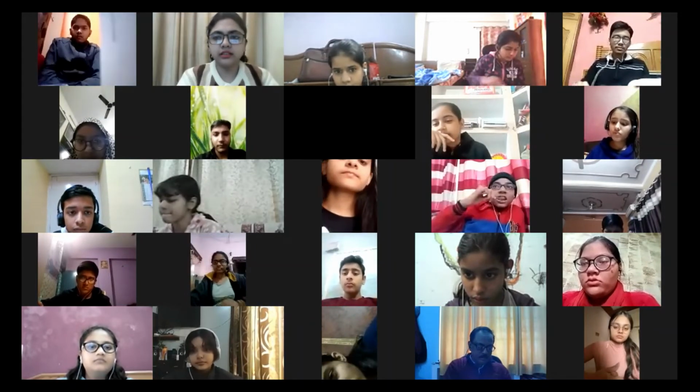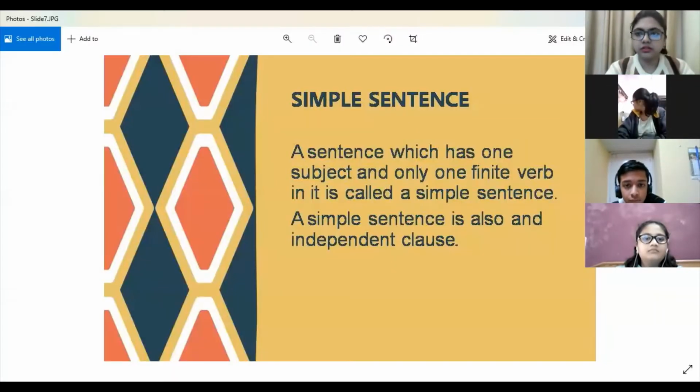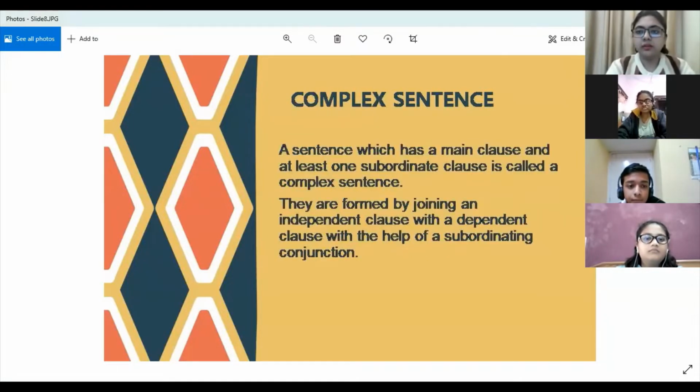Although we have already done this, just for the sake of revision, have a look. A simple sentence is a sentence which has one subject and only one finite verb in it. It is also an independent clause, a principal clause, because an independent clause or a principal clause is complete in itself. It stands on its own. If you remember the chapter on clauses we did, there are two types of clauses. So this is it.